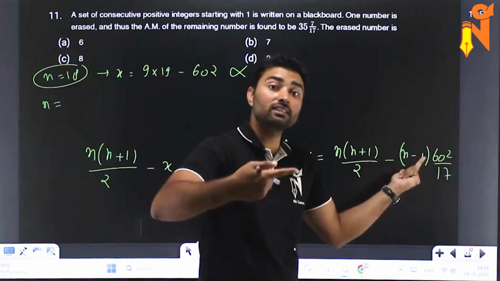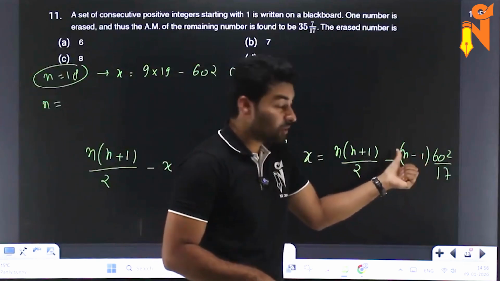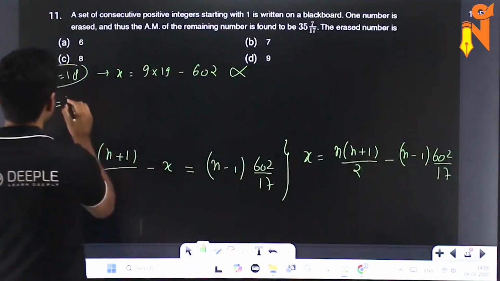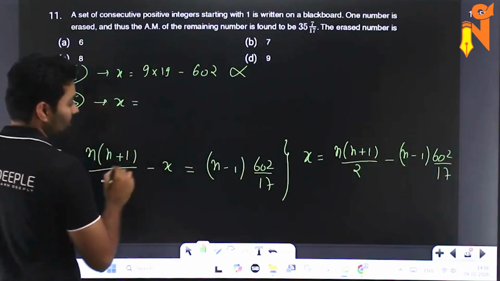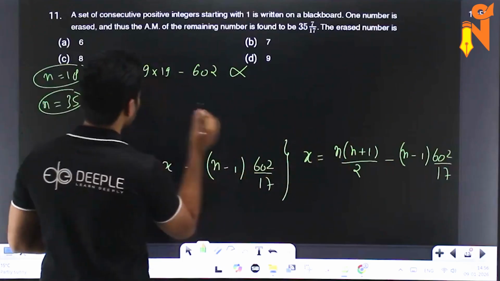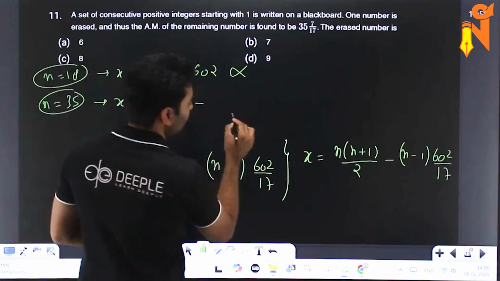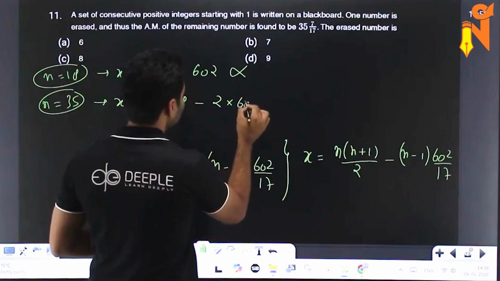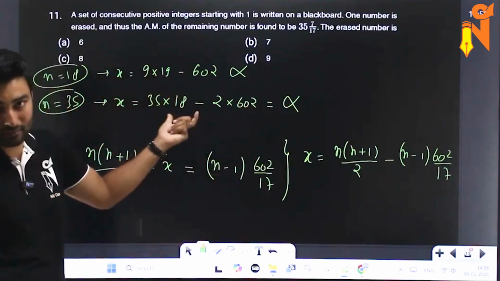So tell me the next factor of 17. It is 34. So put n equal to 35. In this condition, you will get x equal to how much? 35 and 36. So 35 into 18 minus 2 into 602. So this number is actually a negative number.